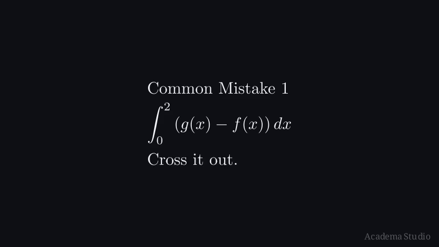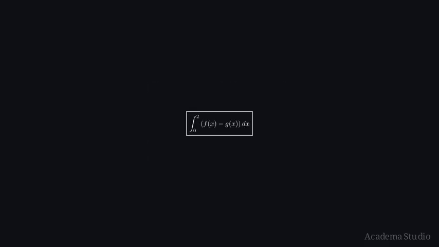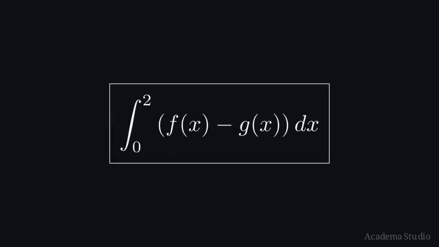Common mistake 1. Substitute the known side lengths. The integral from 0 to 2 of g of x minus f of x dx. On region R, f is the top function and g is the bottom function. The final answer, substitute the known side lengths. The integral from 0 to 2 of f of x minus g of x dx.